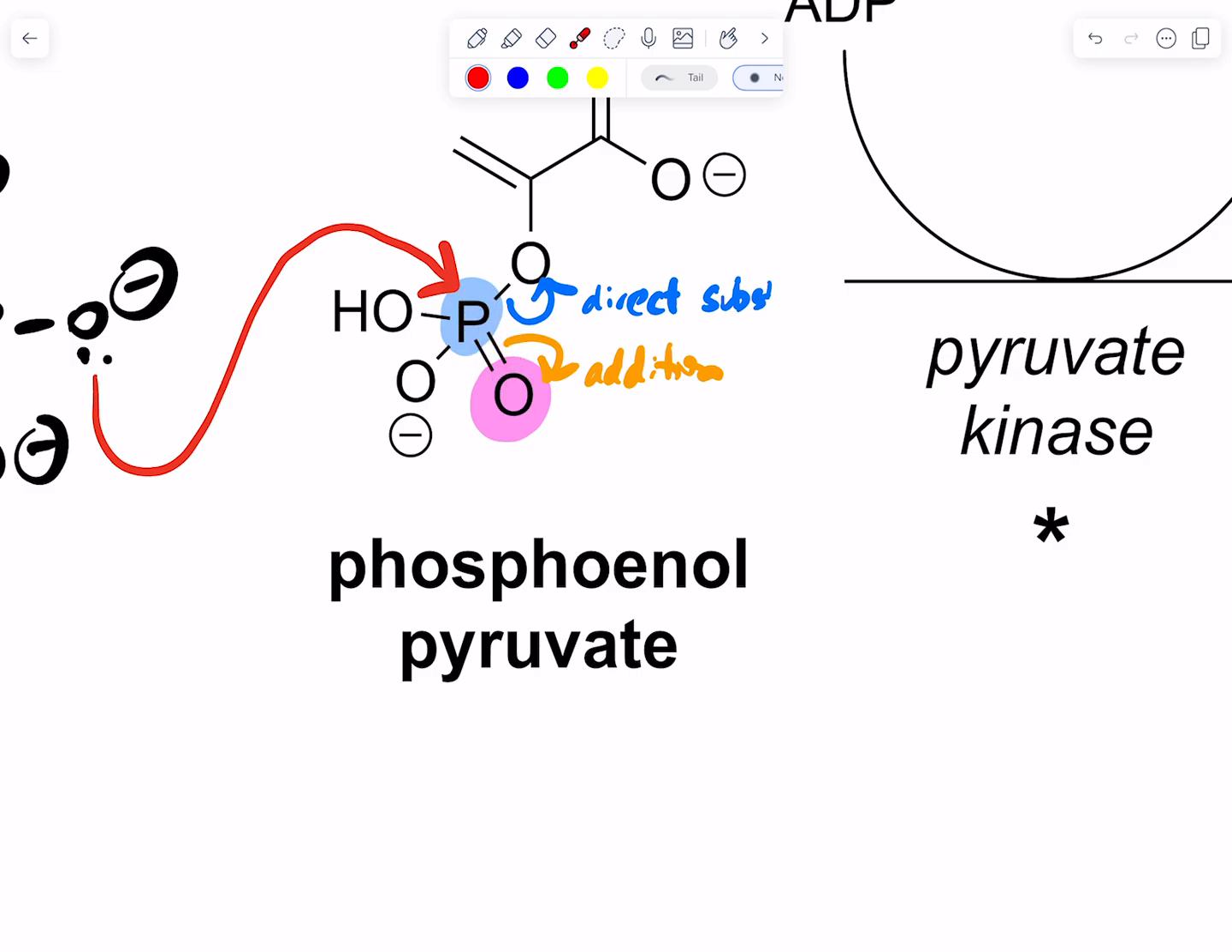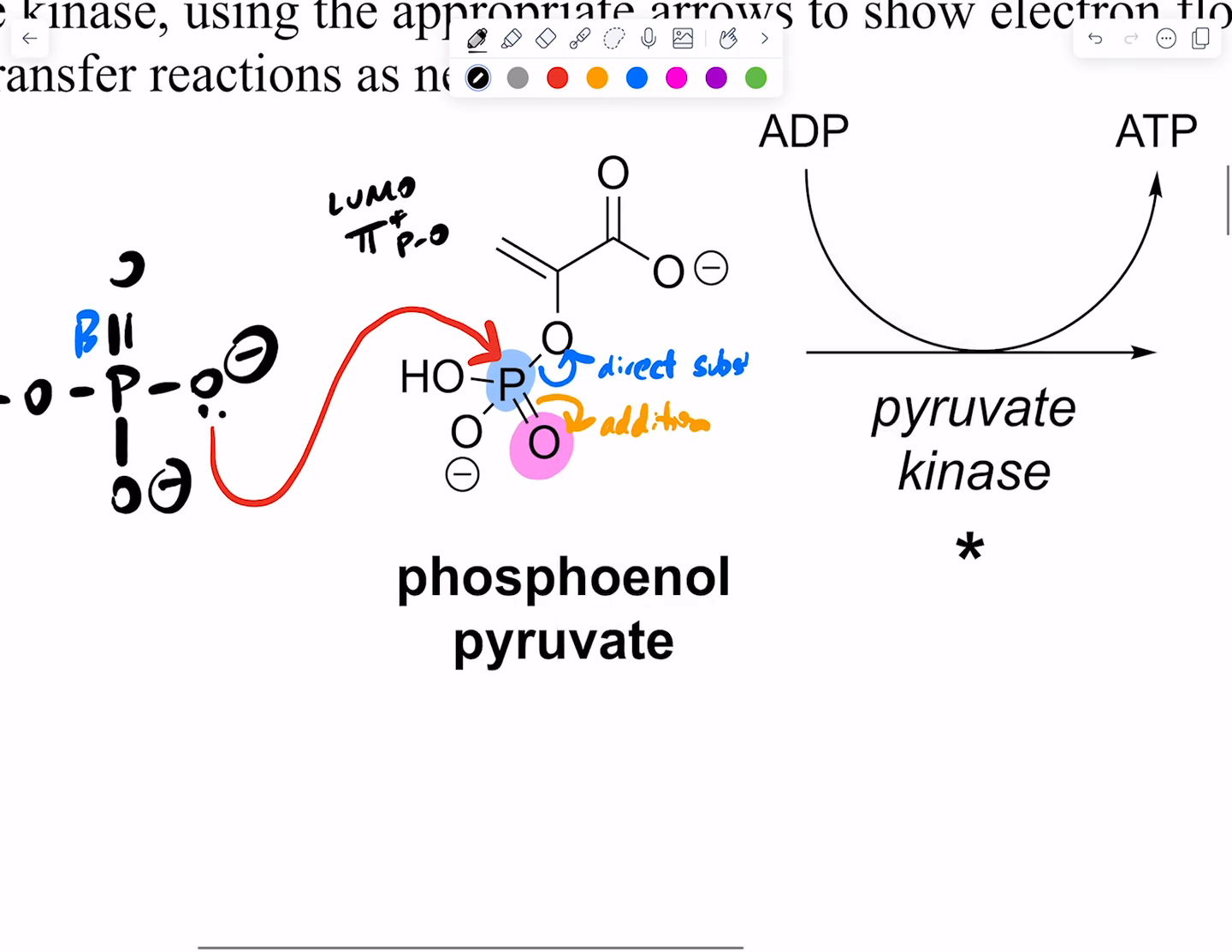Because phosphoryl groups are like carbonyl groups, the LUMO here is the pi star, the phosphorus oxygen pi star. If you want to break a sigma bond directly, the LUMO would have had to be the phosphorus oxygen sigma star, but it's not. Because the LUMO is the pi star, every time you add a nucleophile to a phosphorus, you're going to get the orange arrow for addition.